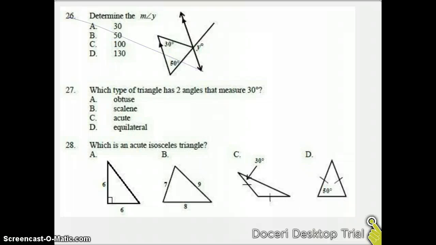All right, we already did that one. On to 27. Which type of triangle has two angles that measure 30 degrees? So let's draw here. We got 30, 30. Now it's not to scale, but it gives us an idea. Maybe we can find another piece.